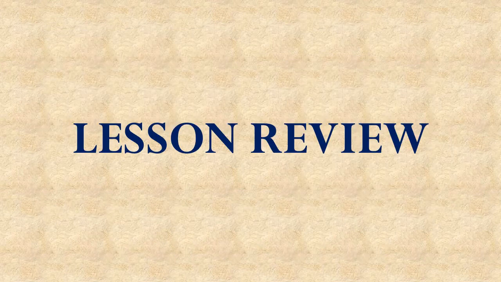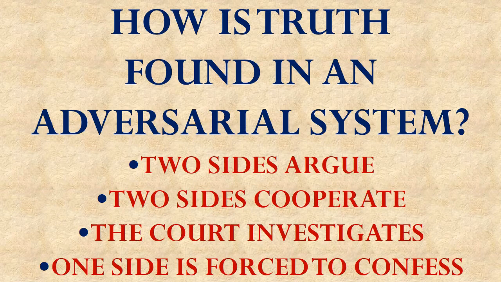So now let's review what you learned in this lesson. How is truth found in an adversarial system? Is it the two sides arguing with each other? Is it the two sides cooperating with each other? Is it that the court investigates to find out what happened? Or is one side forced to confess? In an adversarial system, the two sides argue with each other. And hopefully, from that argument, the truth is exposed.